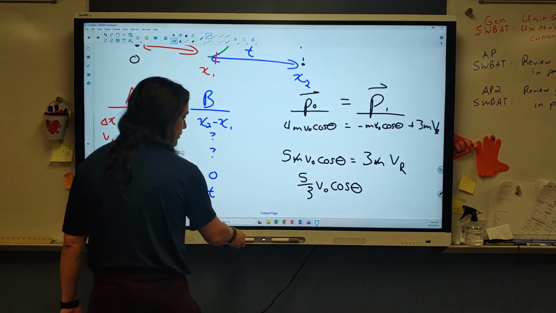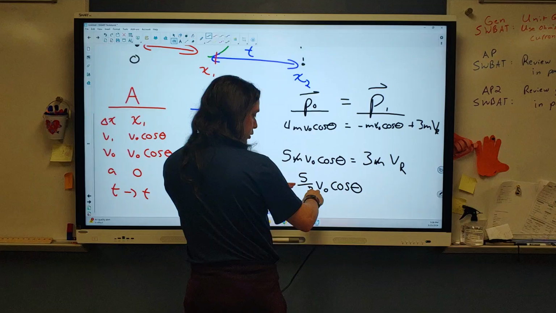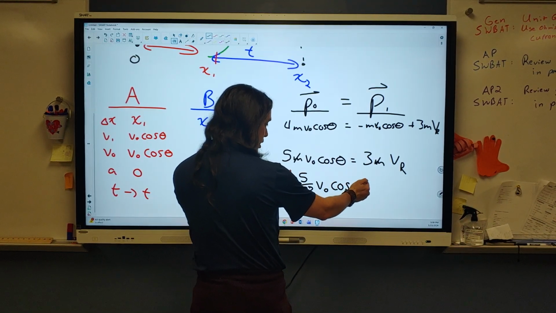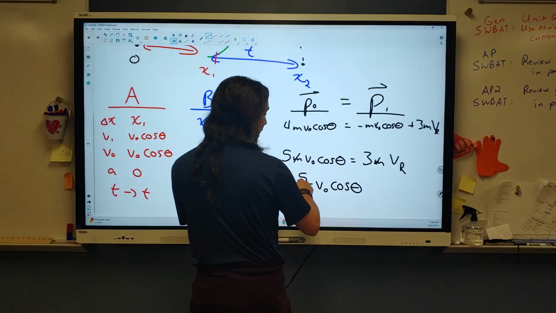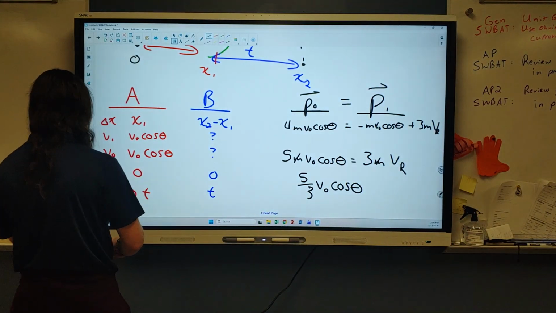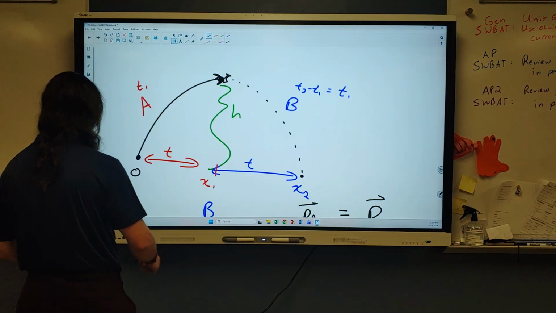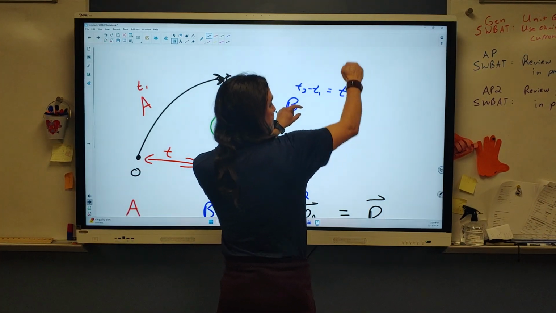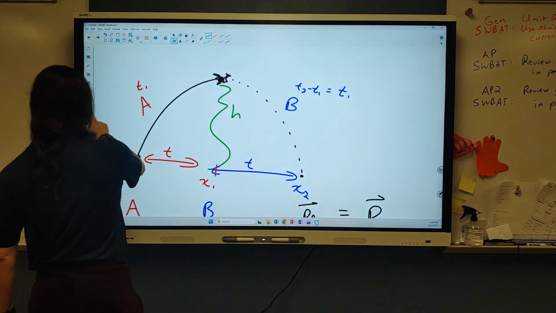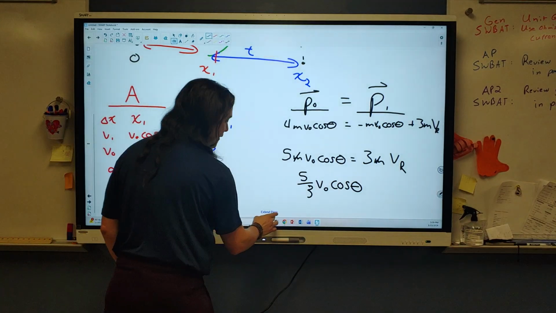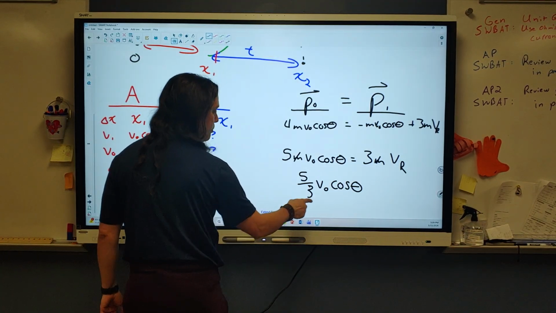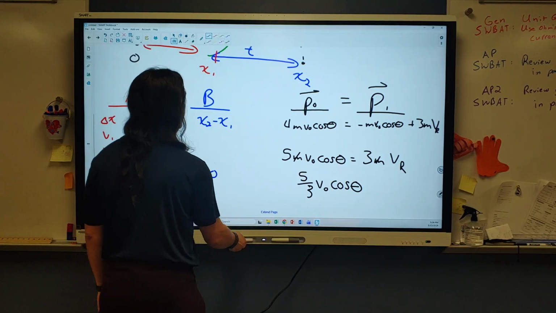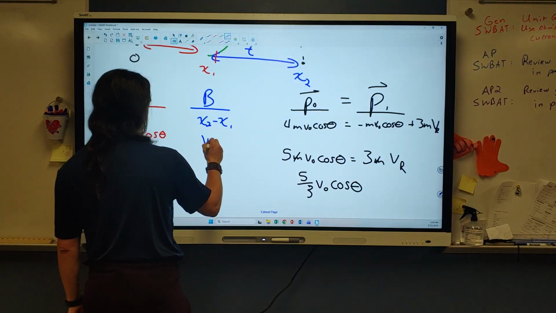As a quick side note, 5/3 v0 cosine theta, that's my velocity in the x direction, and if I multiply that by 3m, I get 5 v0 cosine theta. Here is where on the bar charts, when I drew them out, negative 1 here and positive 5 here, that's where the 5 comes from. We just derived that 5. Okay, here's the important thing. This is how fast vR is going after the explosion, which is information that I needed.